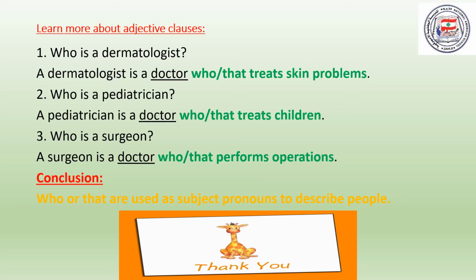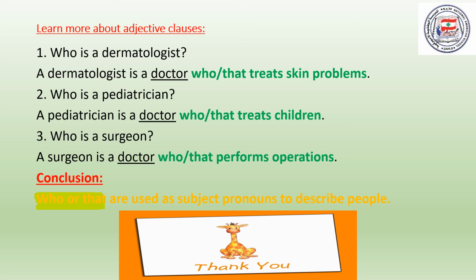If you want to learn more about adjective clauses, please look at the following examples. Number 1, who is a dermatologist? A dermatologist is a doctor who or that treats skin problems. Number 2, who is a pediatrician? A pediatrician is a doctor who or that treats children. Number 3, who is a surgeon? A surgeon is a doctor who or that performs operations. Conclusion: who or that are used as subject pronouns to introduce adjective clauses to describe people.